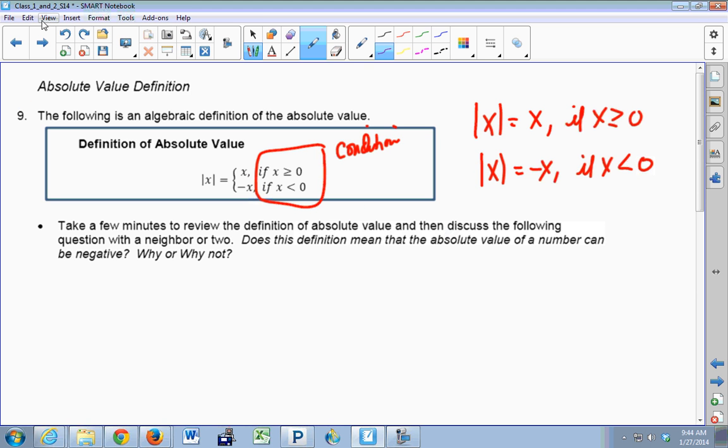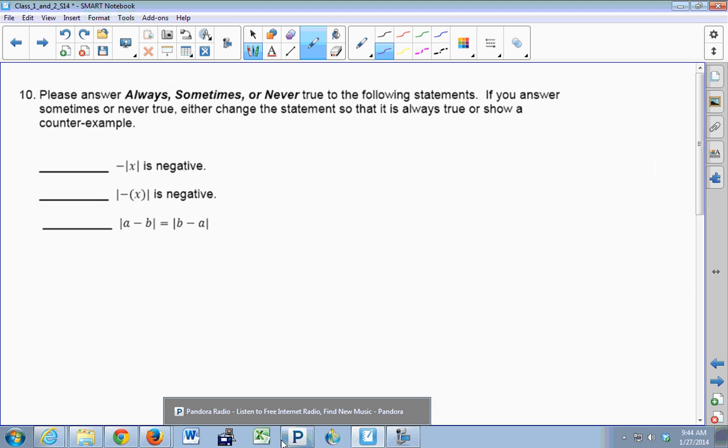All right. So here's a little exercise I'd like you to do. Sometimes, always, or never. Please answer each of the following statements, and you put always true, never true, or sometimes true. If you answer sometimes or never true, change the statement so it's always true or show a counterexample. So I'll give you a couple of minutes to work on that. Put up your flags when you all agree.